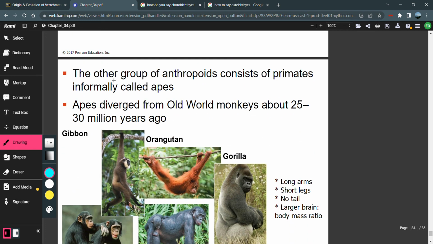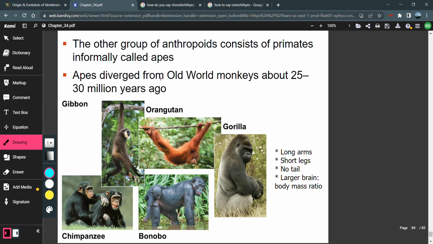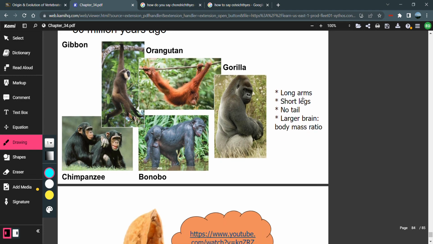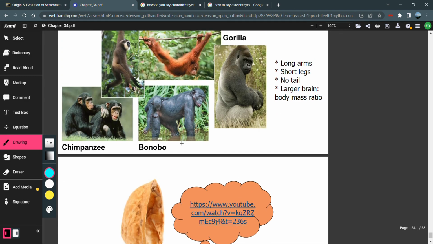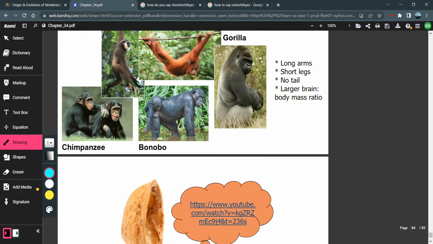Apes. The other group of anthropoids consists of primates informally called apes. Apes diverged from Old World monkeys about 25 million years ago. They have long arms, short legs, no tail, and a larger brain to body mass ratio. These are bonobos, chimpanzees, orangutans, gibbons, and gorillas.